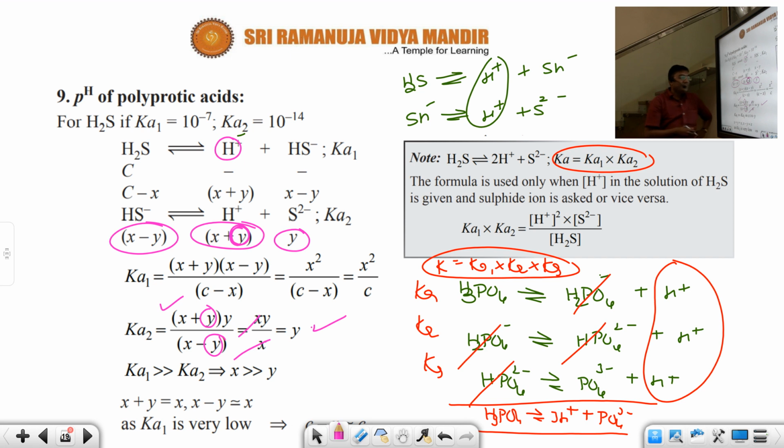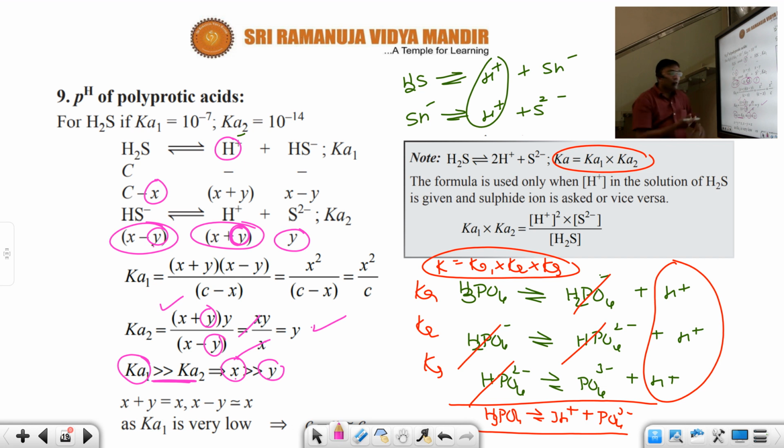They ask this in the examination. That is the reason Ka1 is far greater than Ka2. X is far greater than Y. What is X? The degree of dissociation of the first case is far greater than the degree of dissociation of the second case, because of the common ion effect.